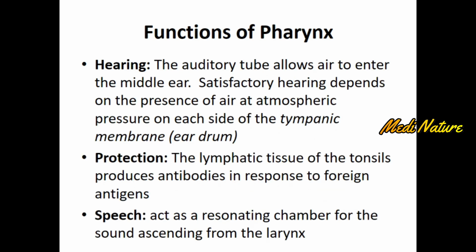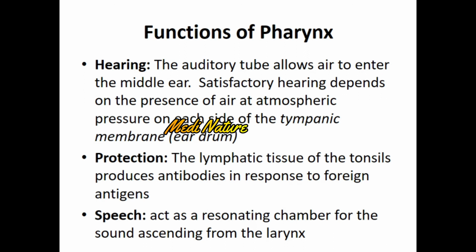Another function of the pharynx is to aid in hearing. The auditory tube allows air to enter into the middle ear. Satisfactory hearing depends on the presence of air at atmospheric pressure on each side of the tympanic membrane, or eardrum. That is why you cannot hear properly when your Eustachian tube is blocked.